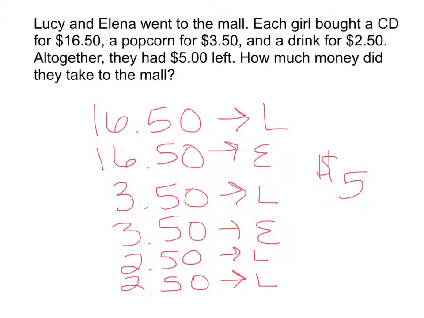So in this case, you want to work backwards. You want to say, okay, well I had $5 left. So I add the $5 and I add it to each step backwards. So we have the $5, then you add the $2.50, the other $2.50, the $3.50, the next $3.50, the $16.50, and the other $16.50 to get a total of $50.